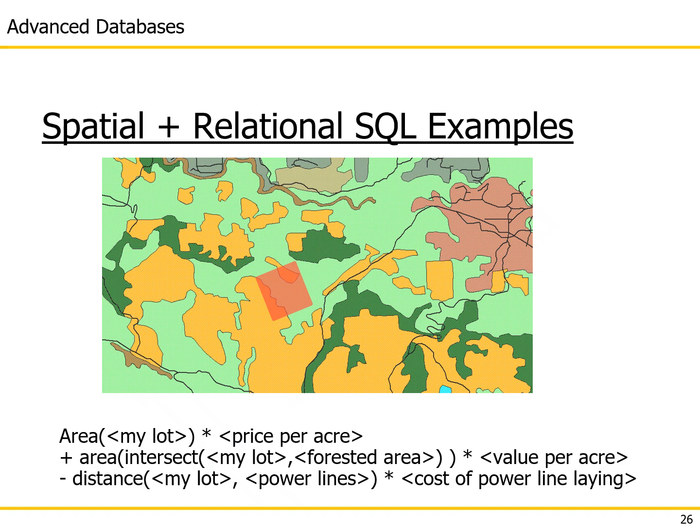So again here distance is a spatial function, intersect is a spatial function, and area calculation could be thought of as a spatial function or not, because it's basically the area of a polygon, so you could think of it as non-spatial. It's basically a mathematical function or an aggregate function in SQL. Value per acre obviously is not spatial, it's just a number. Cost of power line laying is a multiplication, a simple mathematical multiplication that you would do in typical SQL. So again you see a nice mix between spatial and non-spatial features.